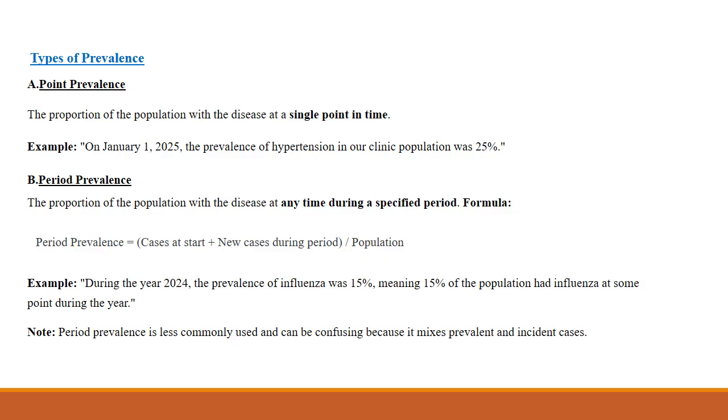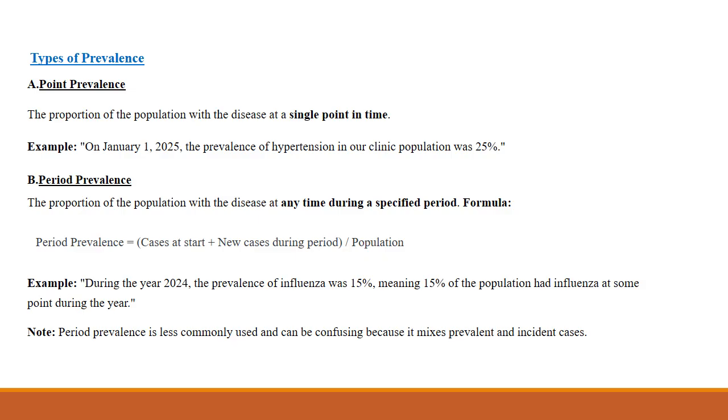Point prevalence: the proportion of a population with the disease at a single point in time. For example, on January 1, 2025, the prevalence of hypertension in our clinic population was 25%. This is a single point.